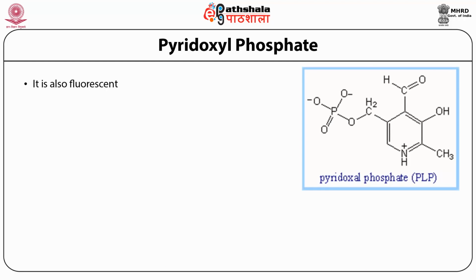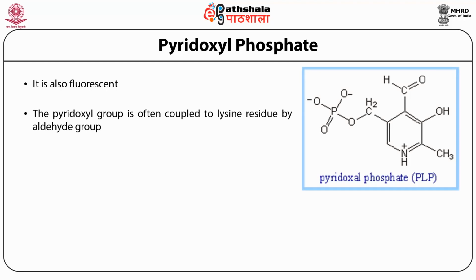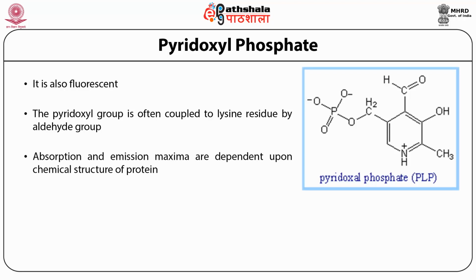Pyridoxal phosphate is another compound which shows intrinsic fluorescence. The pyridoxal group is often coupled to lysine residue by aldehyde group. The absorption and emission maxima are dependent upon chemical structure of protein. That means, depending upon the protein, the absorption and emission spectra of pyridoxal phosphate varies. Its emission spectra is also affected by pH of the solution.